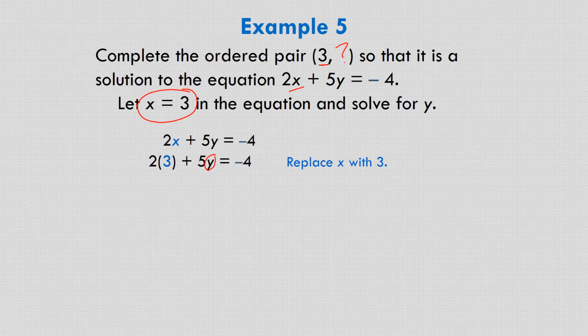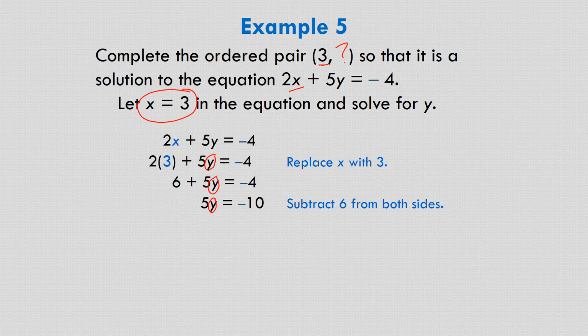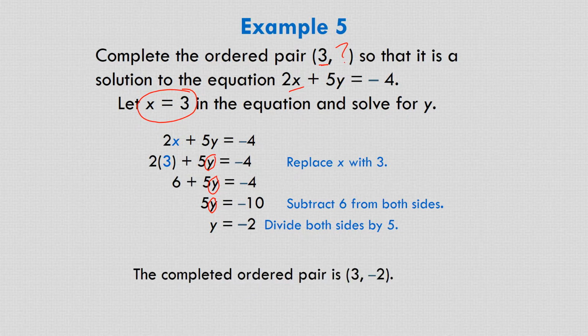So I have 2 times 3 is 6. And now I'm left with 6 plus 5y equals negative 4. I need to get y by itself still, so my first line of defense here is this 6. To take away that 6, I'm going to subtract 6 from both sides. When I subtract 6 from both sides, I'm left with 5y equals negative 10. Y is still not by itself, so in order to get y by itself, since this is multiplication, the inverse of multiplication is division, so I'm going to divide both sides by 5. And when I divide both sides by 5, I get y equals negative 2. So my ordered pair is (3, negative 2).